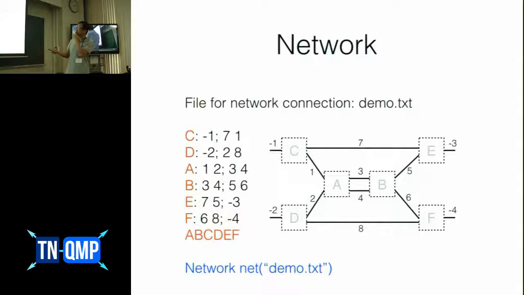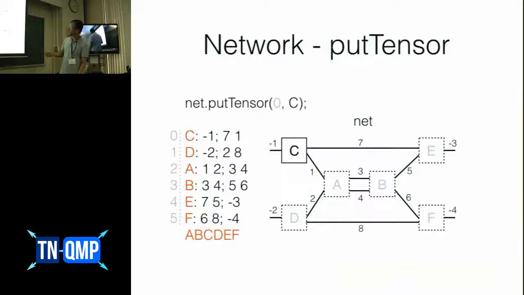So the last thing I want to talk about is this network class. You see this very complicated network, and if you want to contract it, you need to know the proper labels, proper dimensions, and all that. So we have a slightly higher level operation. You can just describe your network, how these tensors are connected, through these bonds, through these labels. So this will describe this kind of network. And all you need to do is just put in the tensors.